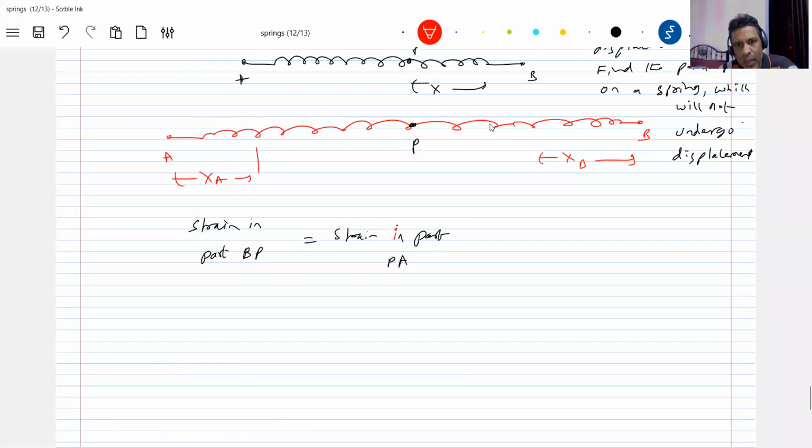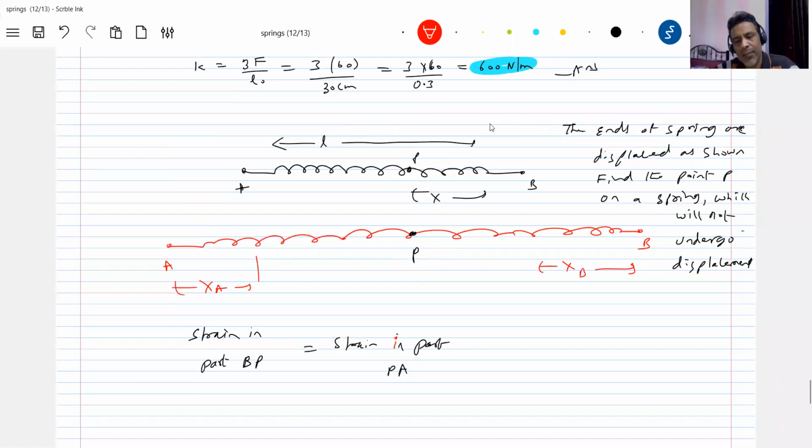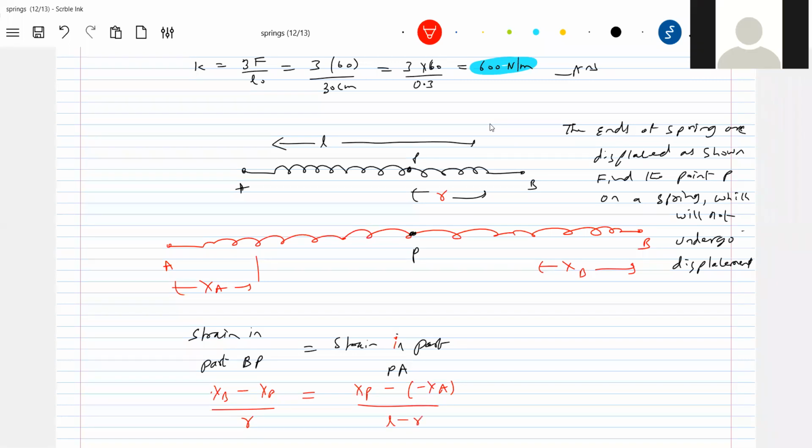Now what I made, I gave the ends different displacements. So definitely the midpoint will shift, but there'll be some point which will not shift. I want the location of that point from the end B. So strain in part BP should be equal to strain in part PA. What is the strain in part BP? This should be equal to XB minus XP by the length of this, which is equal to R. This should be equal to XP minus XA by L minus R.